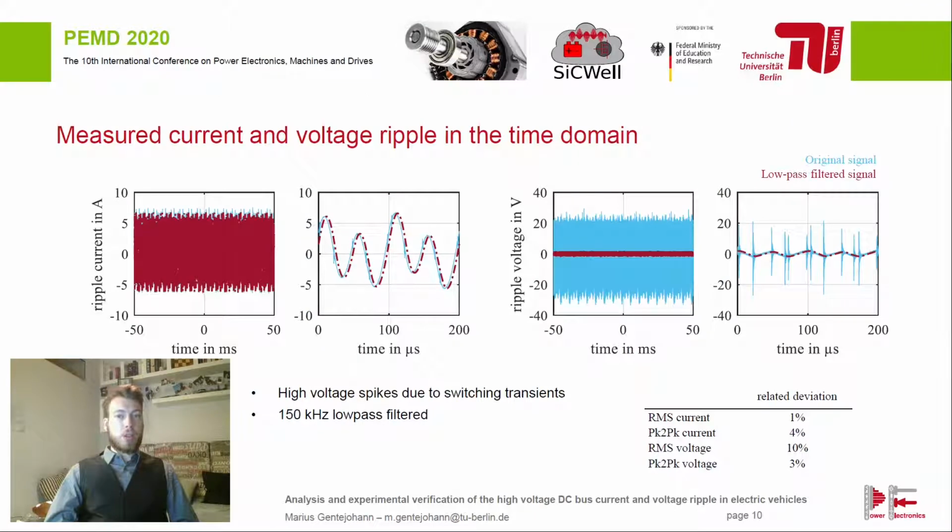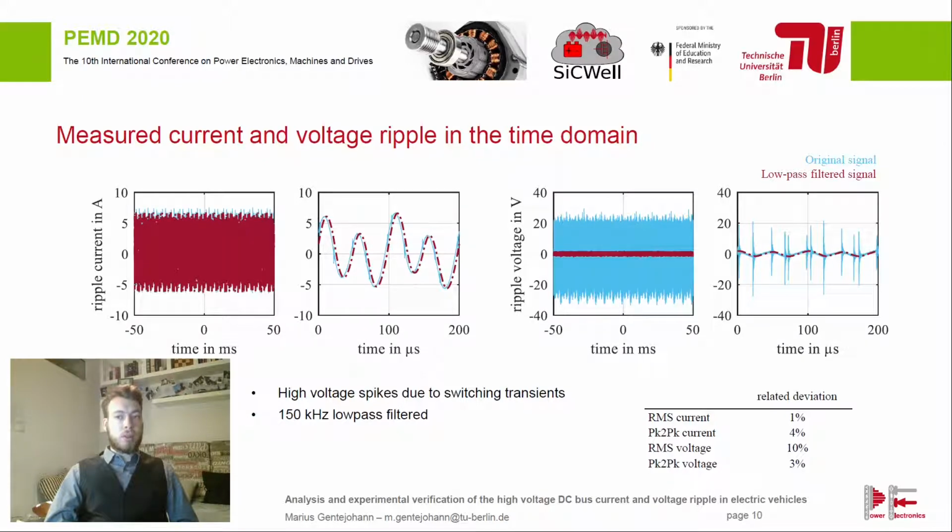Here, the measured current and voltage ripple is shown. If you look at the voltage on the right, you see high spikes due to the switching transients. Therefore, the current and voltage are low-pass filtered with the 150 kHz second-order Butterworth filter.